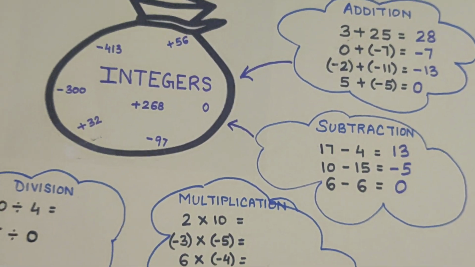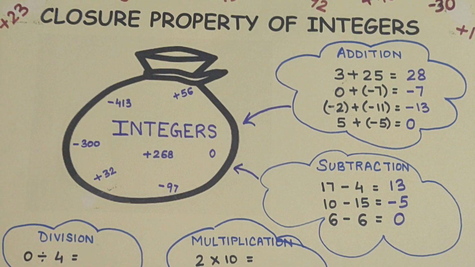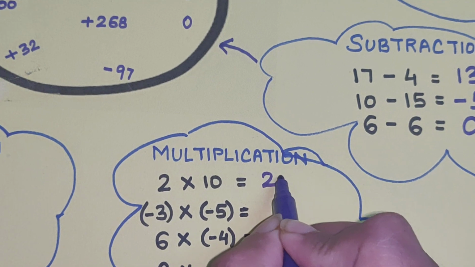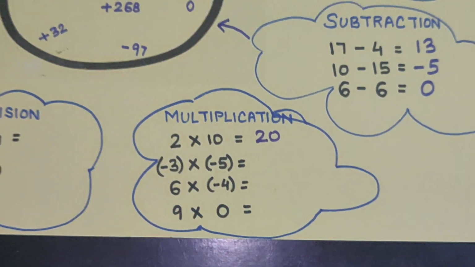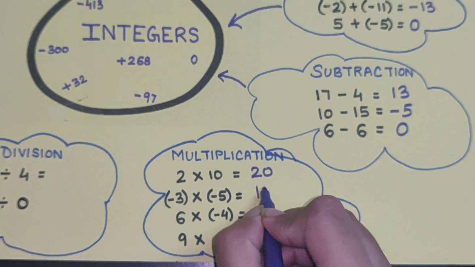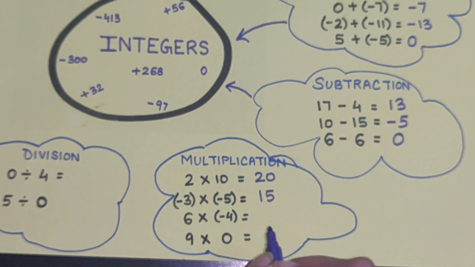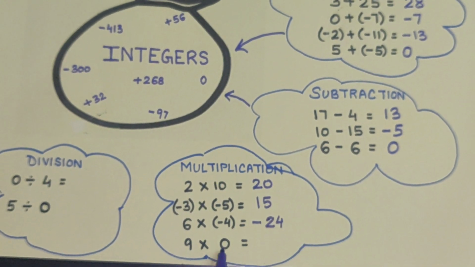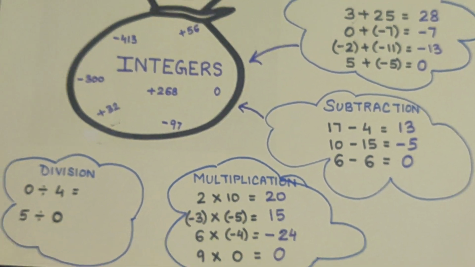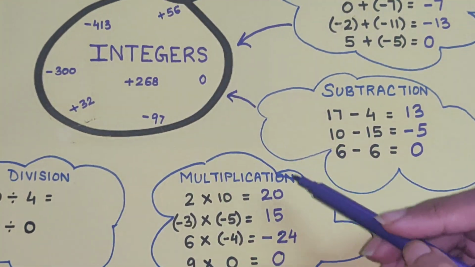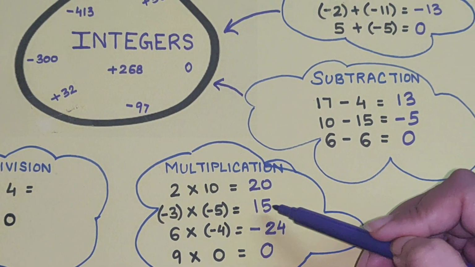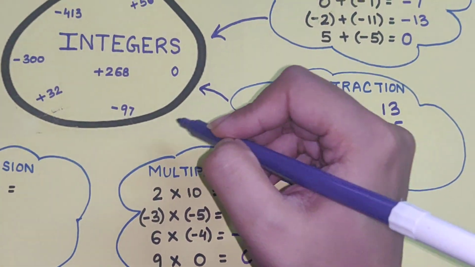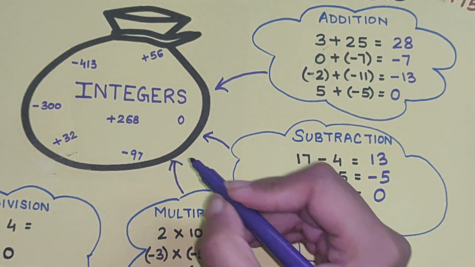Okay, so till now we have observed for addition and subtraction. Now let us observe for multiplication. 2 multiplied by 10 is 20. Minus 3 multiplied by minus 5 is plus 15. 6 multiplied by minus 4 is minus 24. And 9 multiplied by 0 is 0. So again, all the possible cases. Whenever we multiply two integers, the product is either a positive integer, a negative integer, or 0. That means the product of two integers is always an integer.